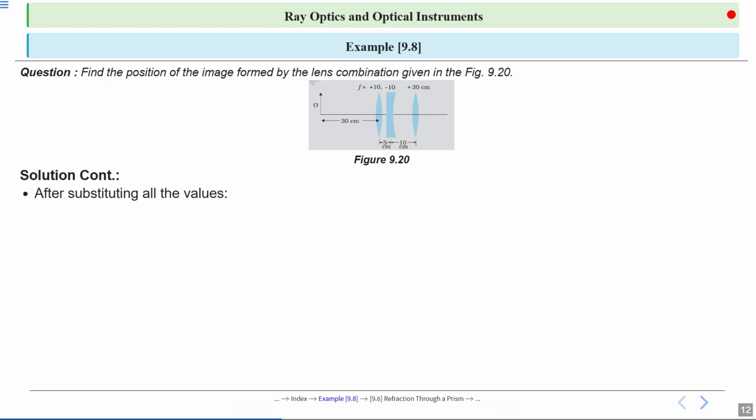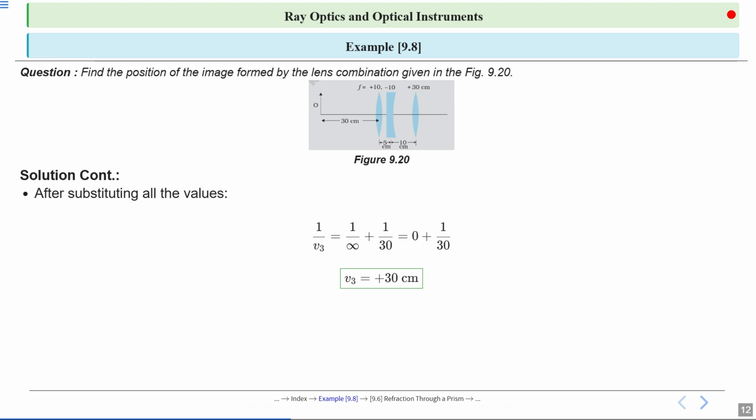Let's start solving the problem by substituting the given values into the lens formula. This step is essential because it sets the stage for calculating the image position. Pay attention to how we handle the values, as this will guide us through the solution. So now we have the equation after substitution. 1 upon V3 equals 1 upon infinity plus 1 upon 30 equals 0 plus 1 upon 30. Notice how the term 1 upon infinity simplifies to 0, which is a key point in optics when dealing with parallel rays.